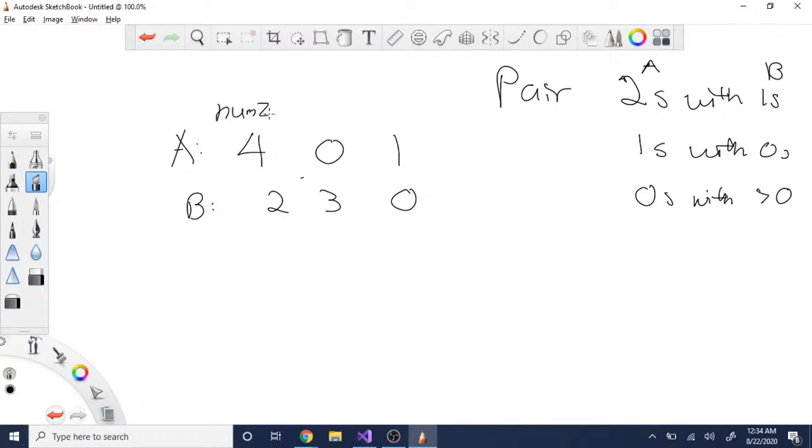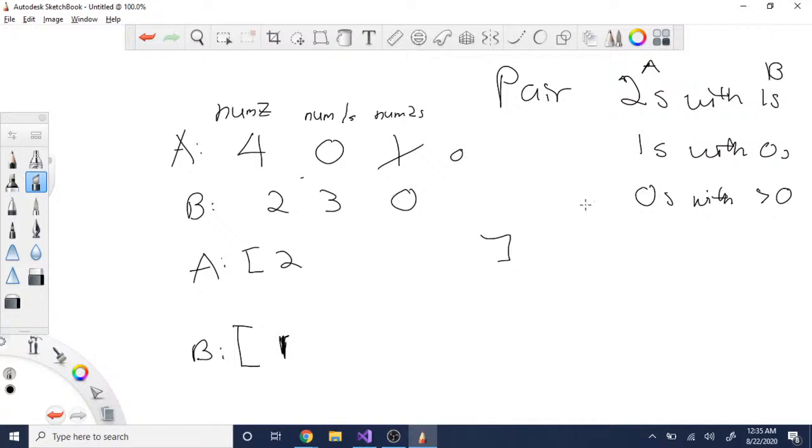Okay, so now we have num zeros. I'll put num z's, num 1's, num 2's. Okay, so let's create our array. If I pair all the 2's, I pair 2 with a number of 1's, just 3 of them. Okay, so I'm done with 2's.